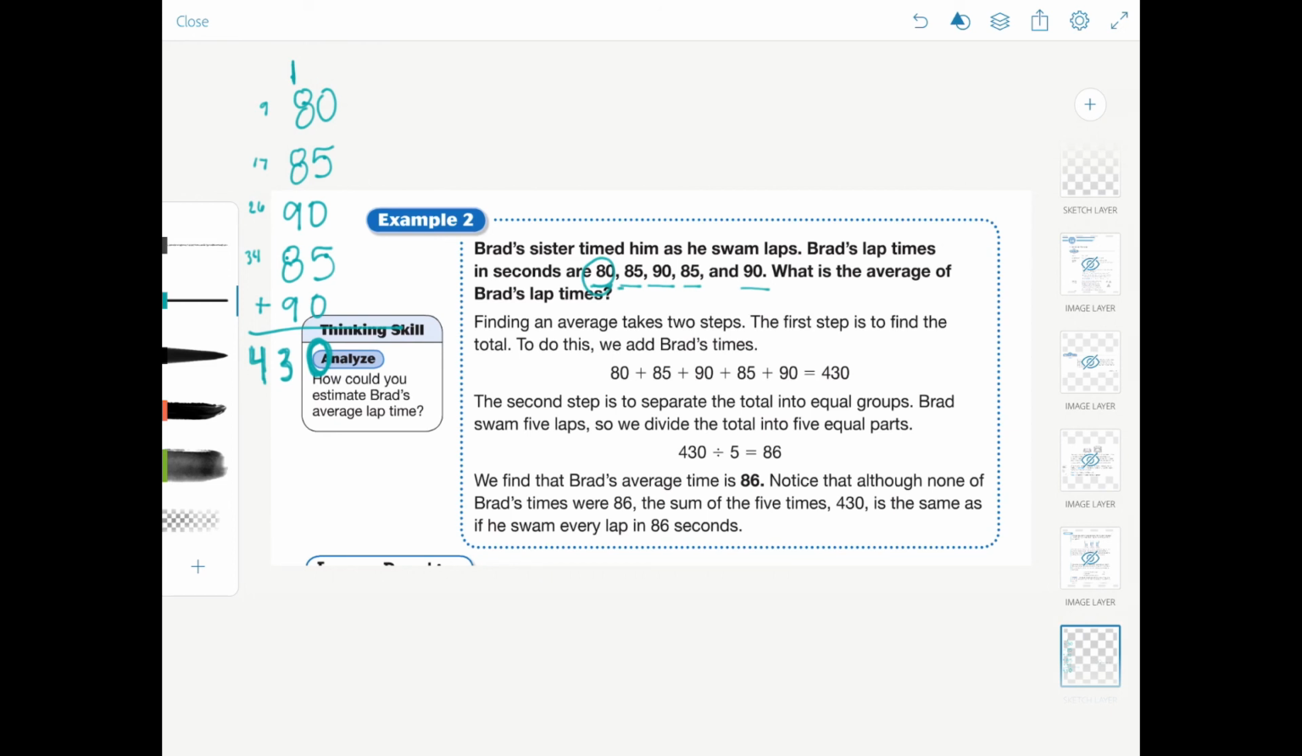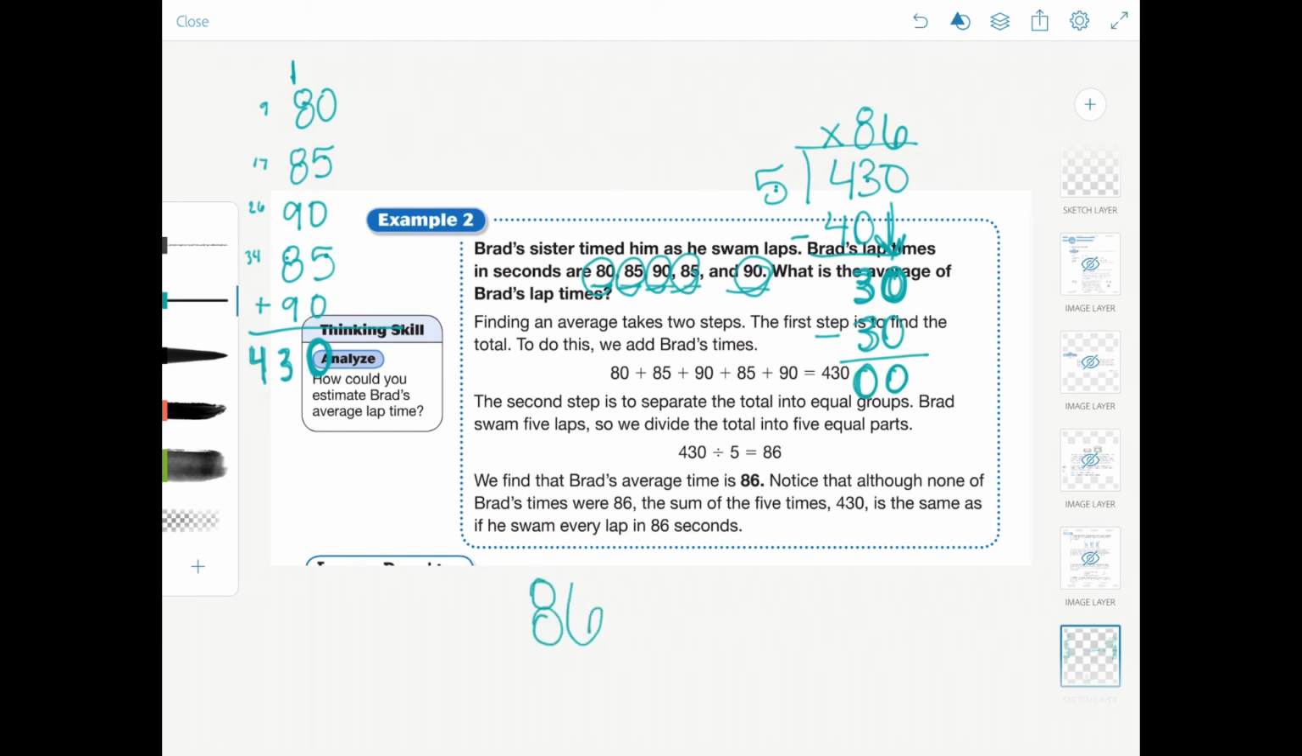And then we want to divide it by how many laps he swam. So he swam 5 laps. So we have to divide 430 by 5. Well, it can't go into 4. It can go into 43 8 times. 8 times 5 is 40. 43 minus 40 is 3. Bring down our 0. 5 goes into 30 6 times. 6 times 5 is 30. Subtract it. 0, 0. So our average would be 86.